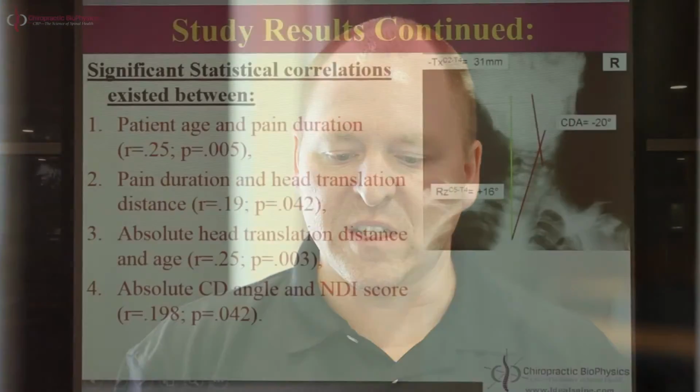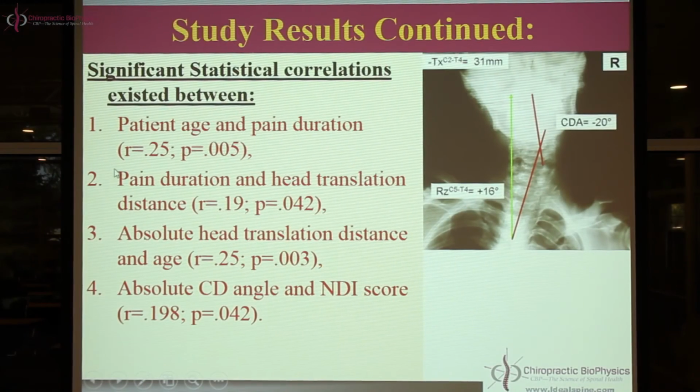Number three: absolute head translation distance and age. That's very similar to number two. So the head translation distance increased with age. It's similar to number two, but not exactly the same. This one actually spells bad news. If you don't get this taken care of, the older you get, the worse your displacement gets. That's what this says. The older subjects had greater translation distances. In other words, it gets worse over time, likely.